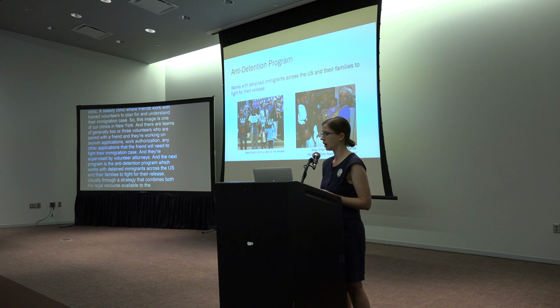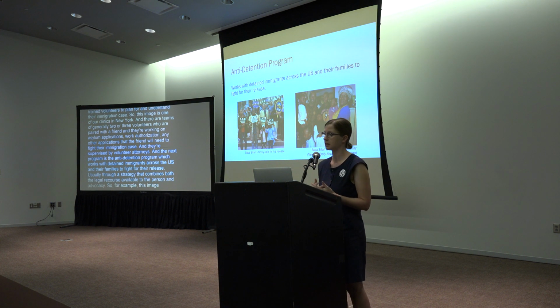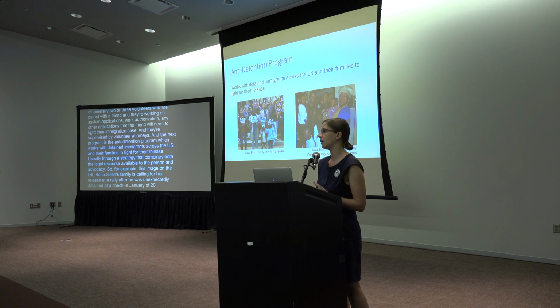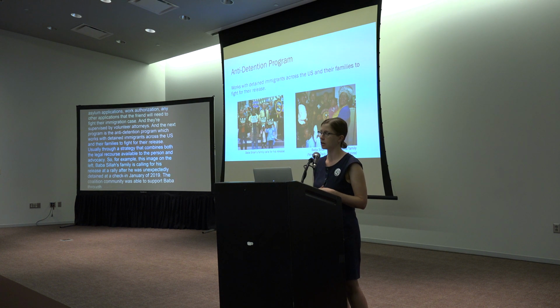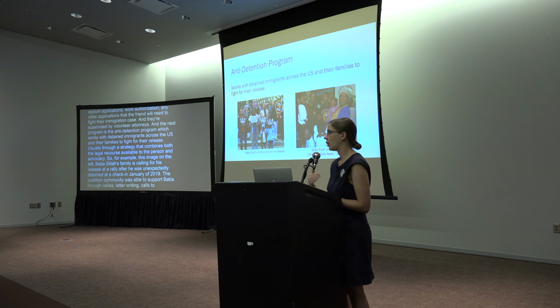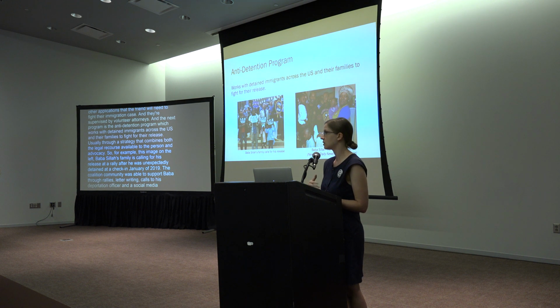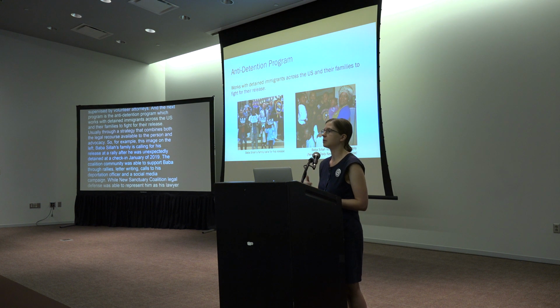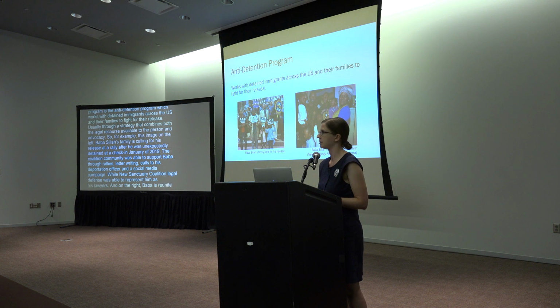So, for example, this image on the left, Baba Silla's family is calling for his release at a rally after he was unexpectedly detained at a check-in in January 2019. So the New Sanctuary Coalition community was able to support Baba through rallies, letter writing, calls to his deportation officer, and a social media campaign, while New Sanctuary Community Legal Defense was able to represent him as his lawyers. And on the right, Baba is reuniting with his family at the New Sanctuary Coalition offices.